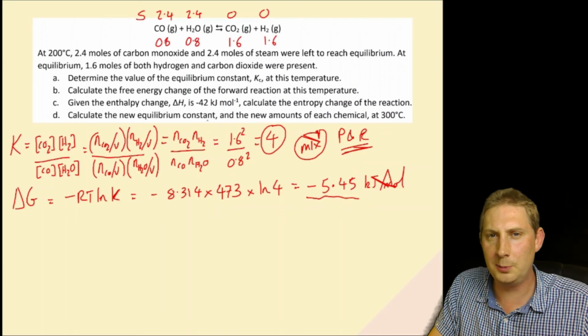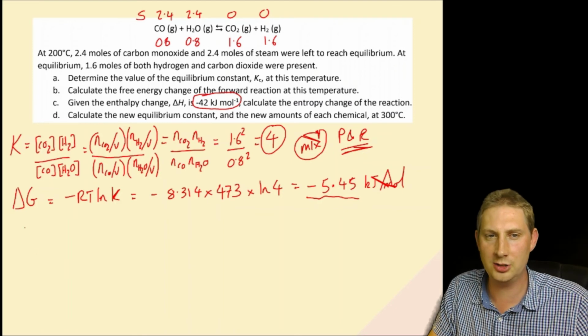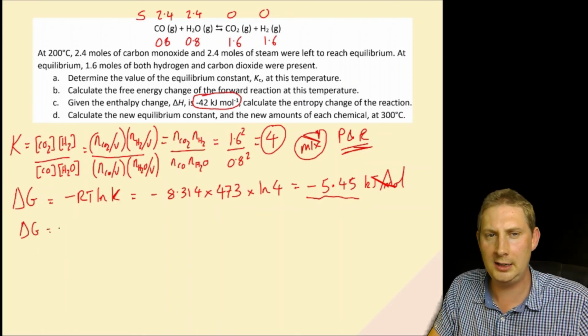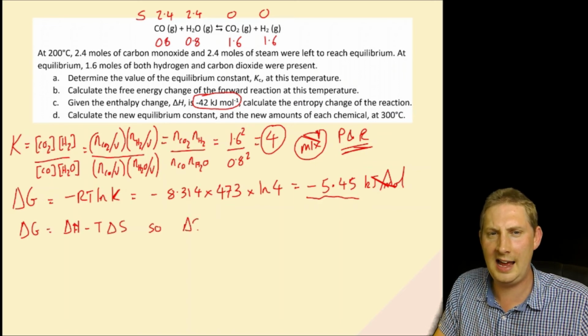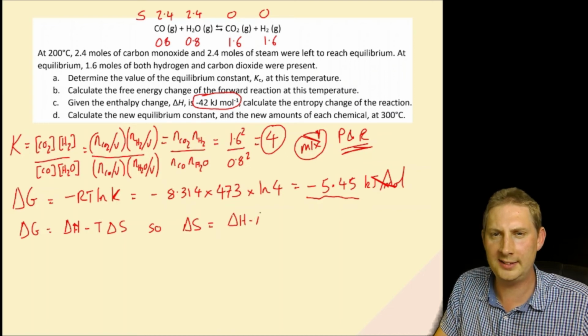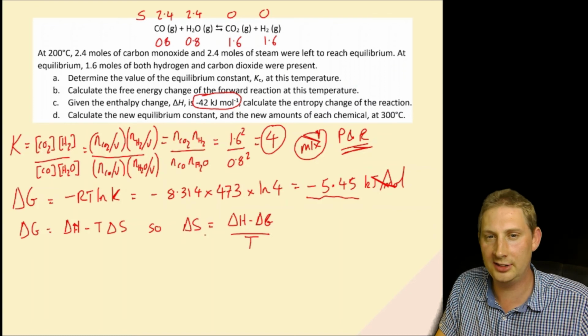Given that the enthalpy change is minus 42 kilojoules per mole, calculate the entropy change of the reaction. Well, we know that delta G equals delta H minus T delta S, so delta S equals delta H minus delta G over T. Let me just check that. Delta H minus delta G over minus T, actually.